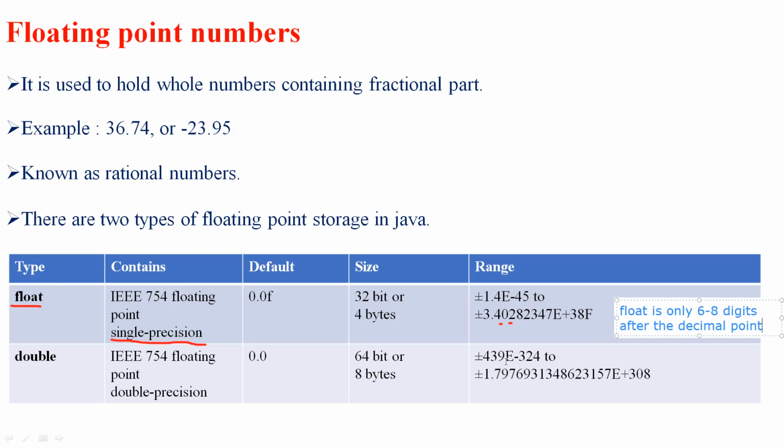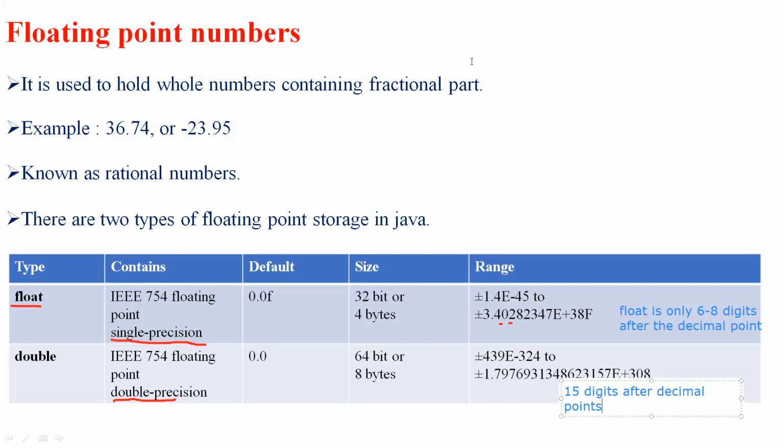When I talk about a double, it is used for a double precision value, where the precision is about 15 digits. So here it will have 15 decimals after the decimal point. In the case of a double, it is 15 digits after the decimal point.